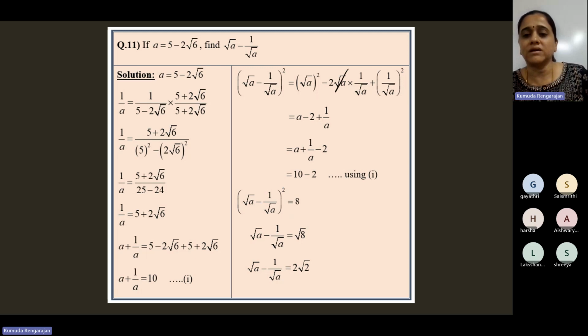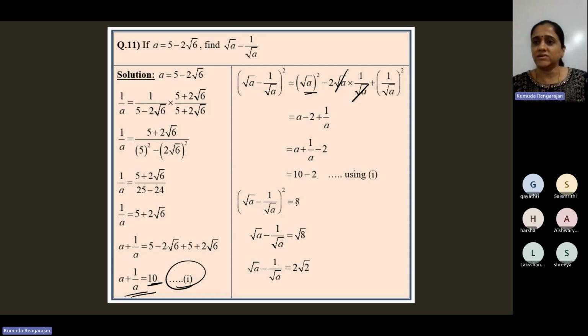So now root A and root A gets cancelled. Root A minus 1 by root A, the whole square, is A minus 2 plus 1 by A. We just worked all this, so there's nothing but A plus 1 by A minus 2. Now what's the value of A plus 1 by A? 10. So 10 minus 2, I've written using this one, is 8. So root A minus 1 by root A, the whole square, is 8.